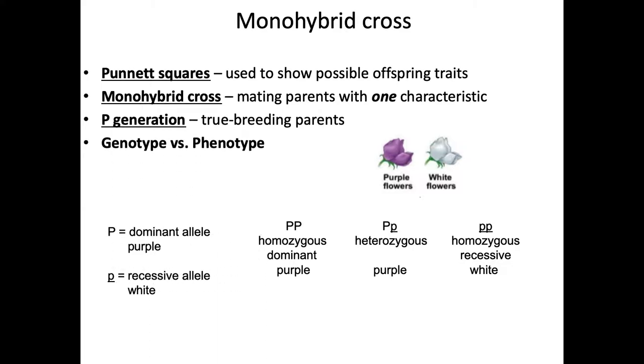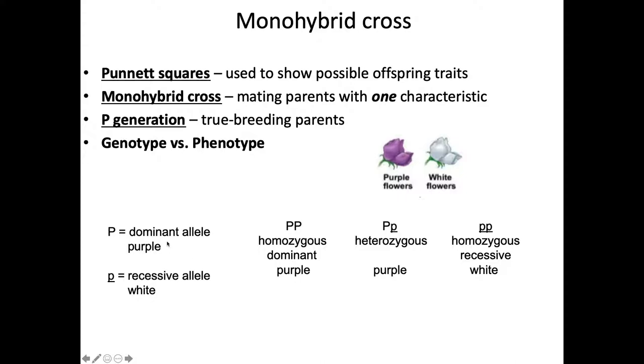A monohybrid cross is just when we are looking at one character. Mono means one. In the case of Gregor Mendel, he looked at other characters as well, but we're going to focus on the flower color of the pea plant. What he did was use Punnett squares to show, if these two parents mated, what would be the outcome of the offspring? Can we predict what traits the offspring would have, and in what percentages or ratios?